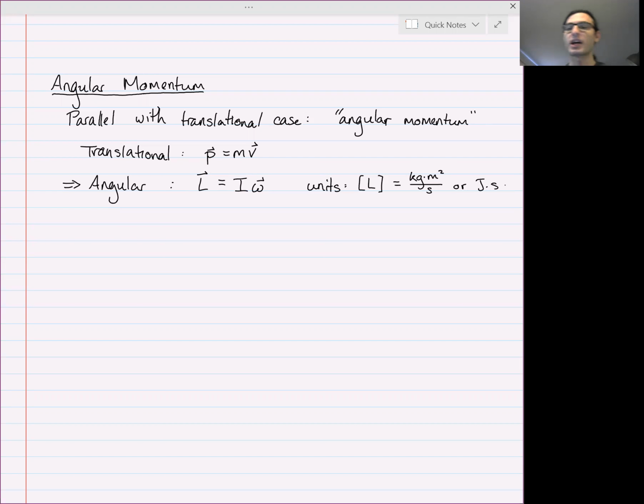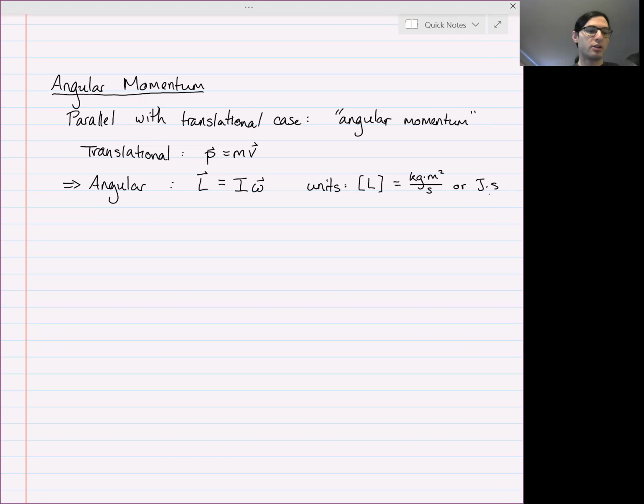Now, again, just like how we did not want to use joules for torque, we don't actually want to use this joule second business for angular momentum, but occasionally it pops up. So I'm just telling you this to keep it straight and narrow.